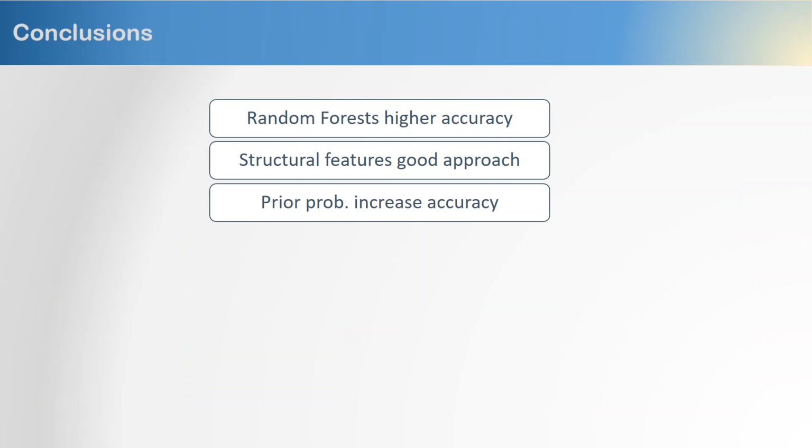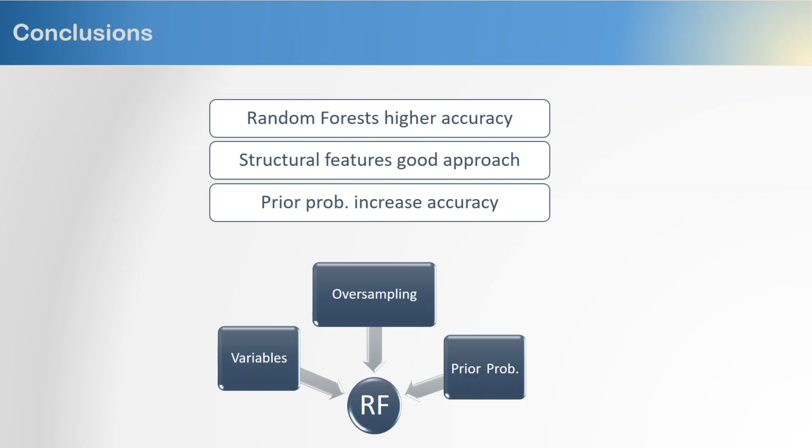In conclusion, of the three statistical learning methods tested, random forests appear to give the highest prediction accuracy and phi values, mainly for molecules able to cross the barrier. The use of structural features, as for example fingerprints, seems to be a good approach and quite enough for correct classification, and the use of prior probabilities of both classes on random forests appears to increase accuracy and phi values. At last, the use of random forests for this problem is not new, but this approach brings novelty by the variables used and their number, the oversampling, and the application of prior probabilities.